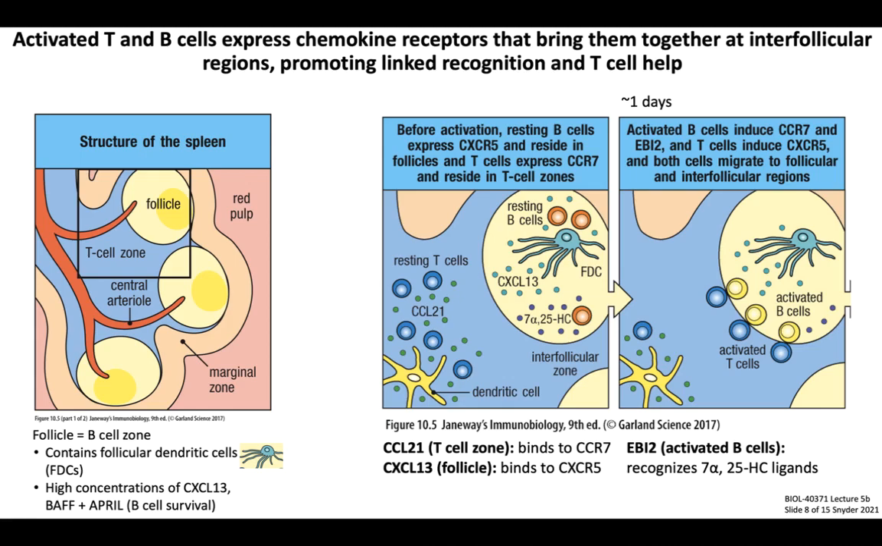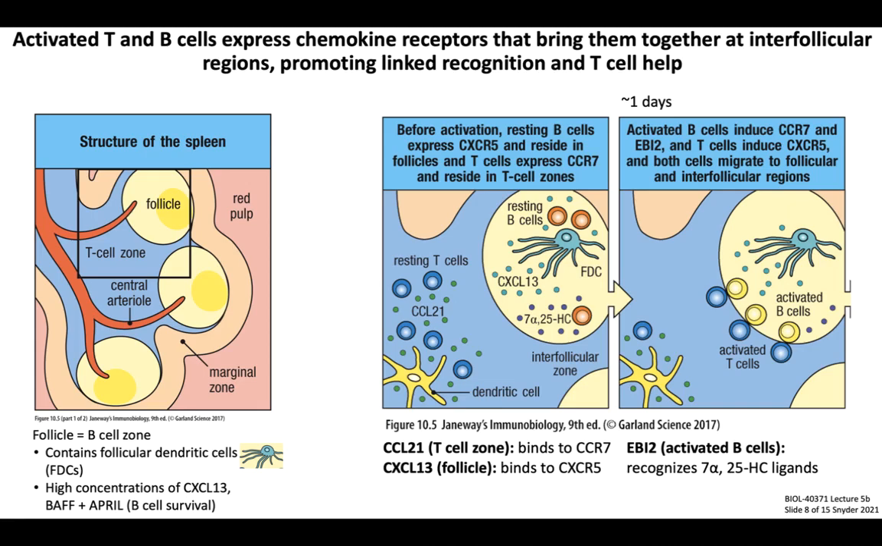These activated B cells also increase expression of a chemokine receptor called EBI2, which recognizes oxysterols such as 7-alpha and 25-HC, which are expressed in the outer and interfollicular regions. Together, CCR7 and EBI2 expression bring B cells to the interface between the follicle and the T cell zone. And this migration process takes about 24 hours following BCR and co-receptor activation.